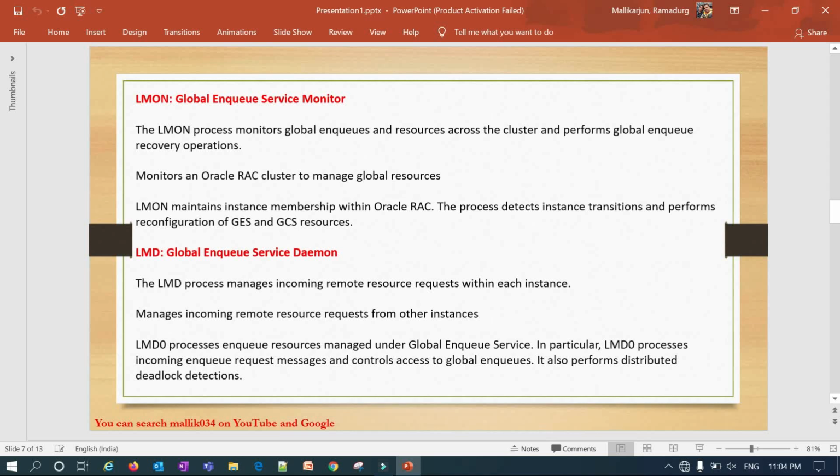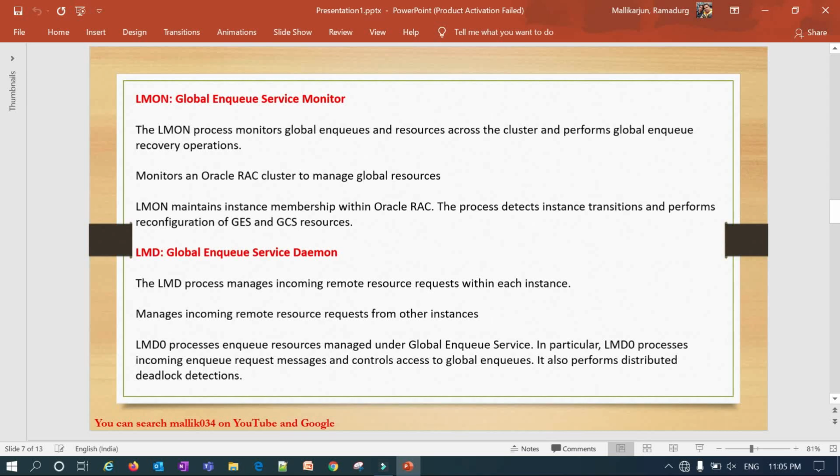That means, if I have an instance A and instance A has a block A, and instance 2 needs that block A, the request from instance 2 will go to instance A. So that remote request between the instances will be managed using LMD. LMD processes enqueue resources managed under the global enqueue service. In particular, LMD0 processes incoming enqueue requests and enqueue request messages and controls the access to the global enqueues. And it also performs the distributed deadlock detection.